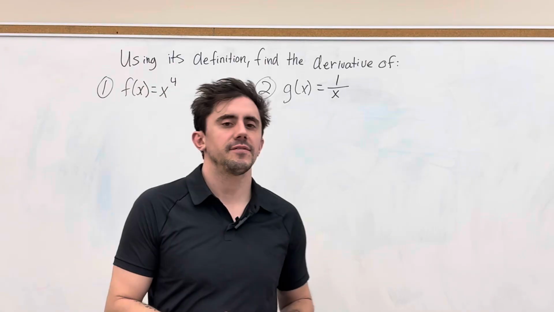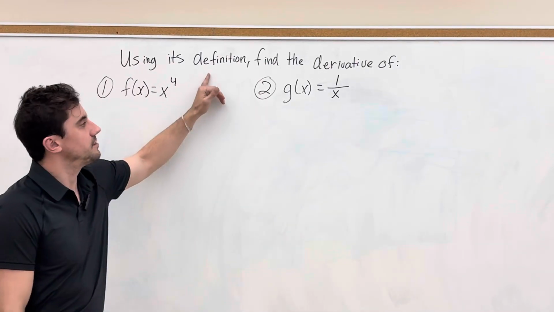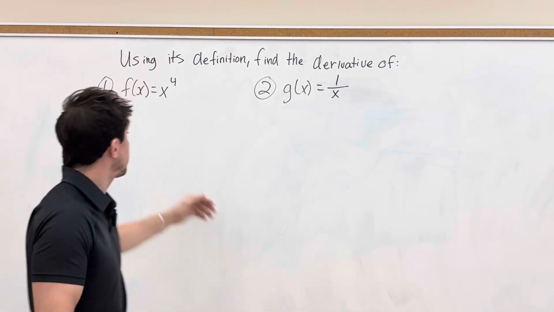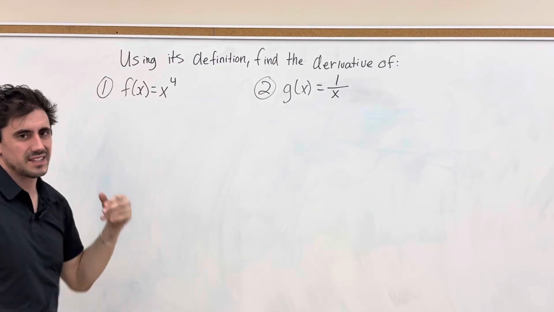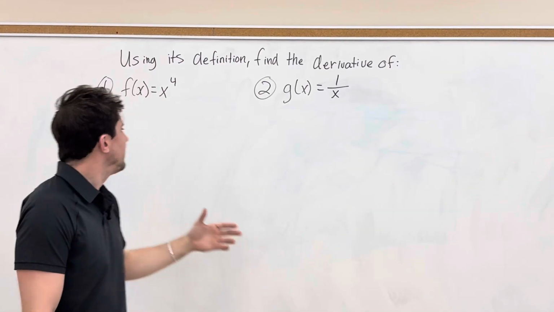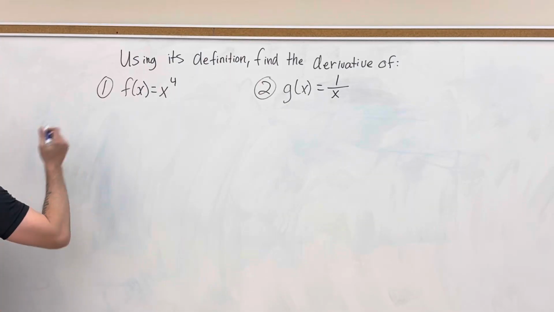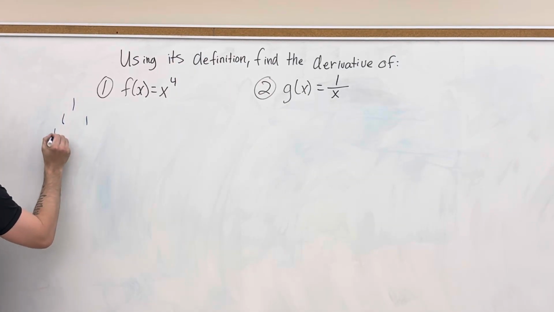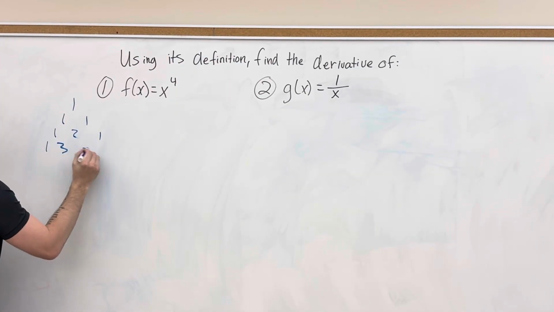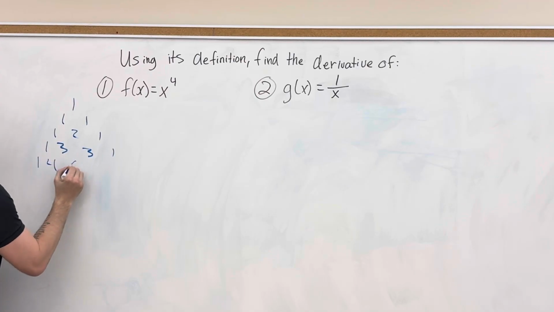Good afternoon, everybody. Today we're going to find two derivatives using the definition of the derivative. So for the first one, we're going to have to use the binomial theorem. Hopefully that's something you've at least heard of before. I'll write down Pascal's triangle so we can quickly get the coefficients of the terms in the expansion.